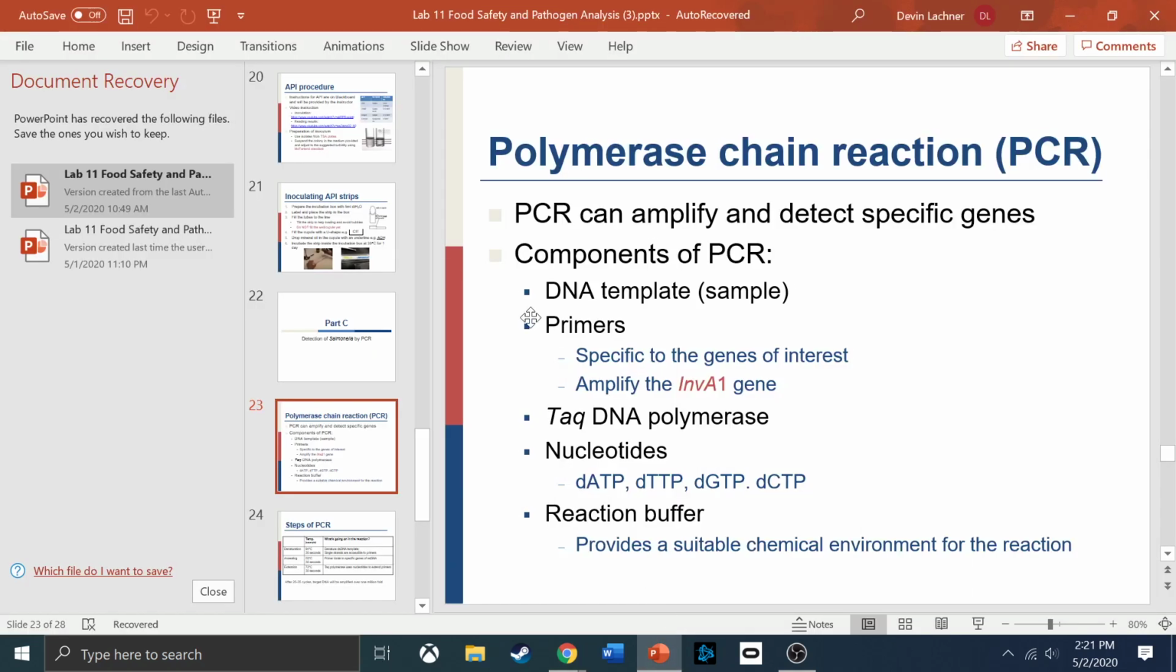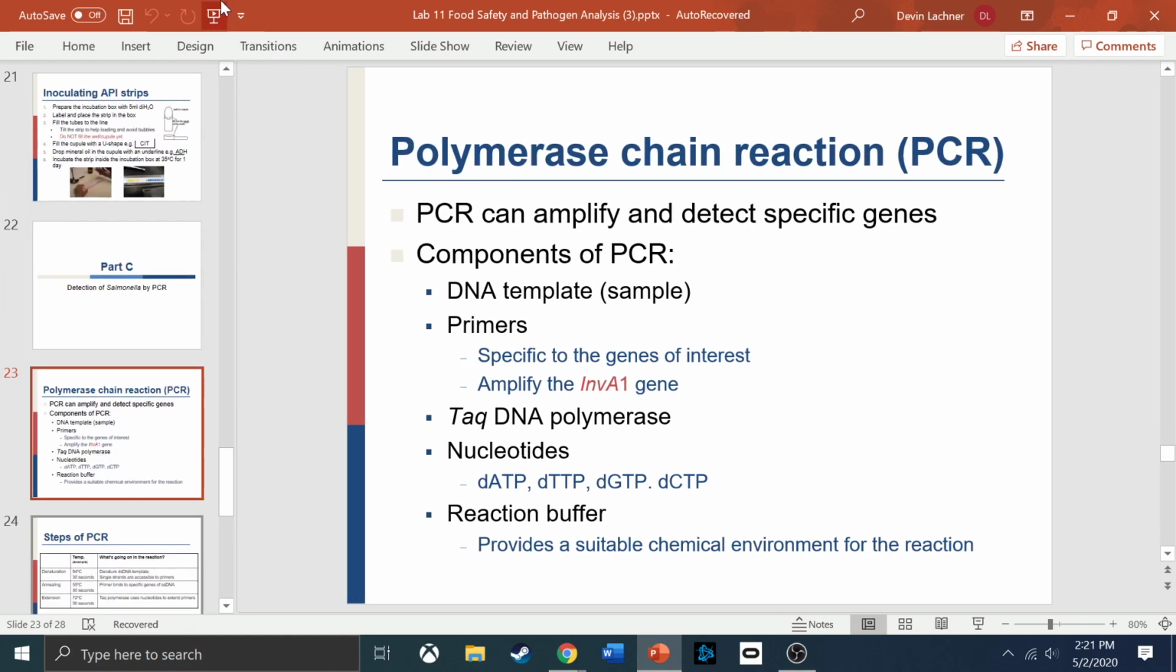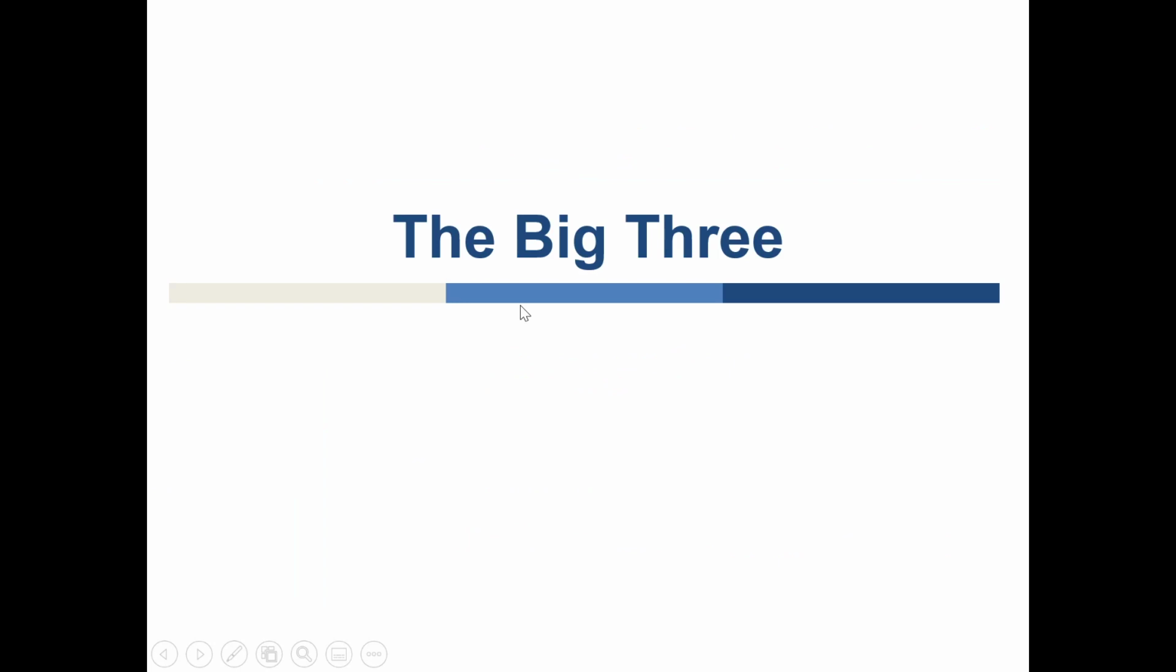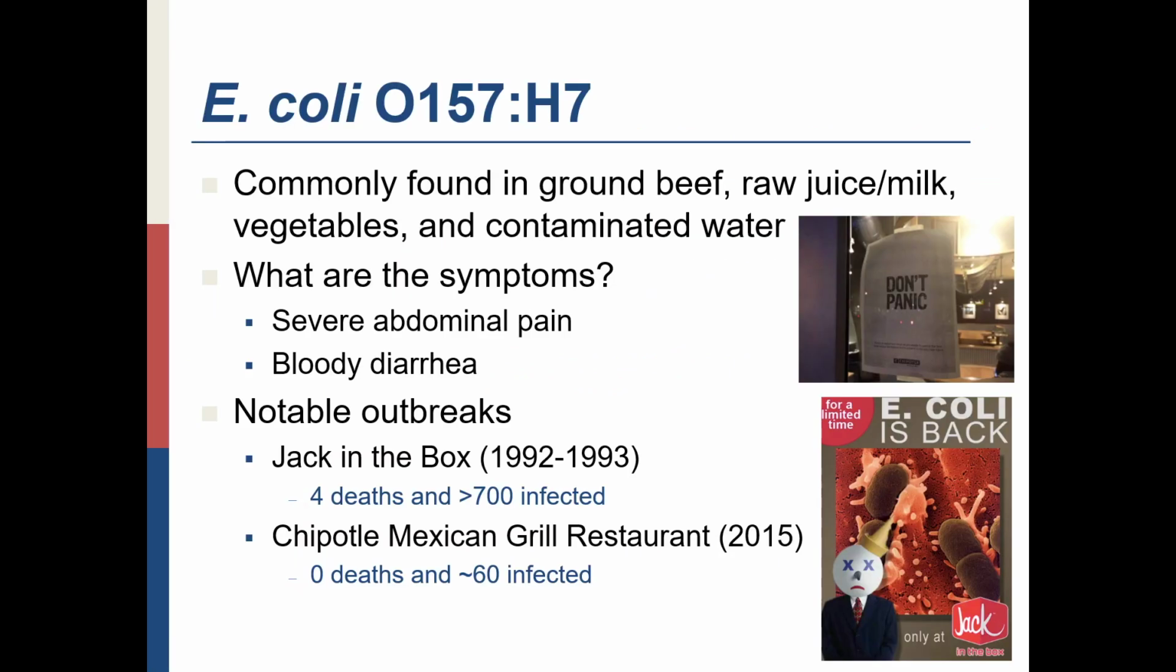Okay, on to lab 11. So let's take a look at this. So the big 3, what could I talk about? So these are the big 3 pathogenic microorganisms that are going to be causing food-related problems.